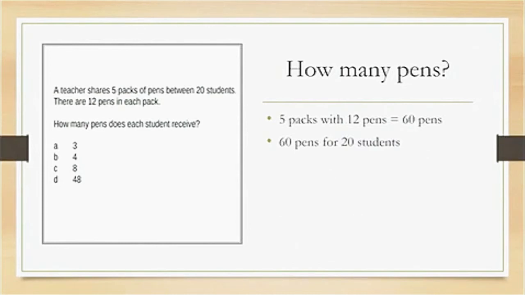Now I have 60 pens and 20 students. So what am I asking myself? How many sets of 20 can I get from 60? And that would mean 3. So each student will get 3 pens.